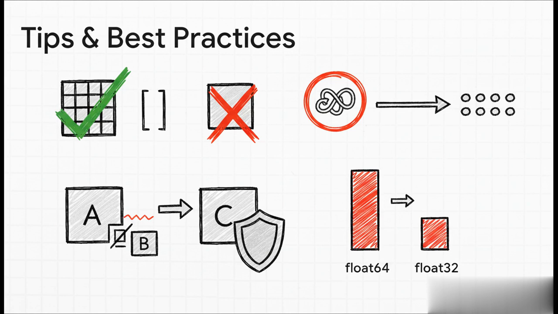Third, a heads up. Sometimes when you slice an array, you're just getting a view of the original data. If you change the slice, you change the original. So if you need a totally separate copy, make sure to use the .copy method. And a final pro tip. Working with huge arrays, you can save a ton of memory by telling NumPy to use a smaller data type, like a 32-bit float instead of the default 64-bit one.